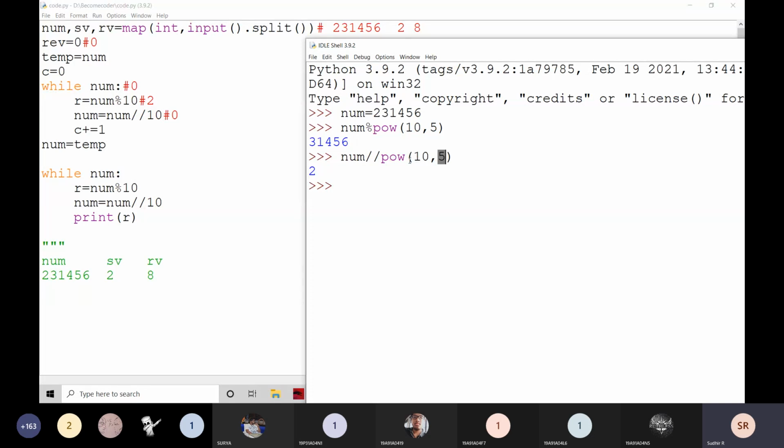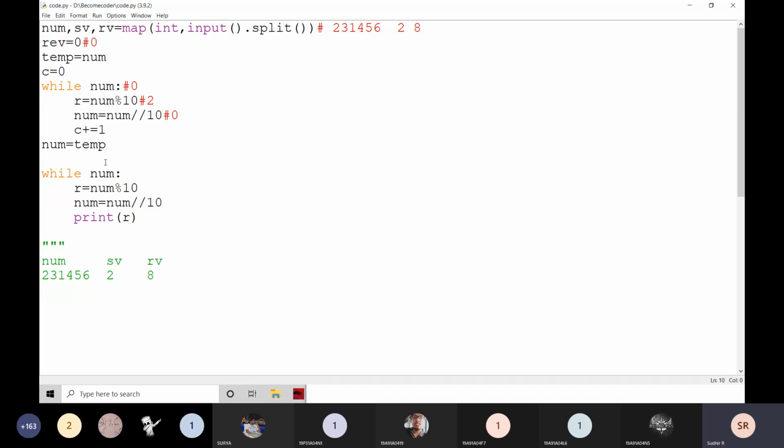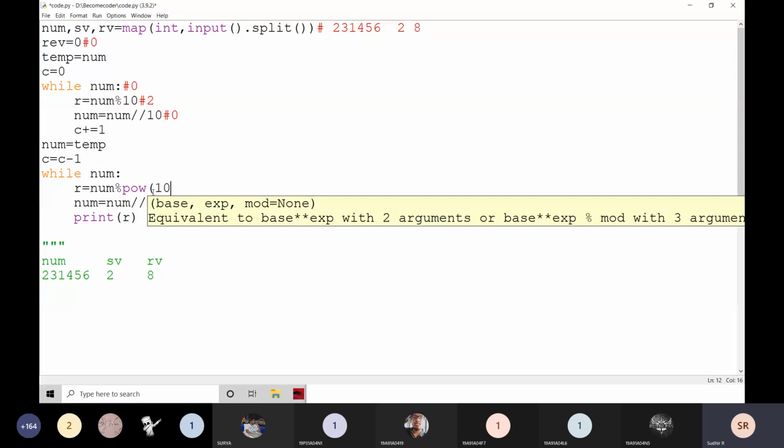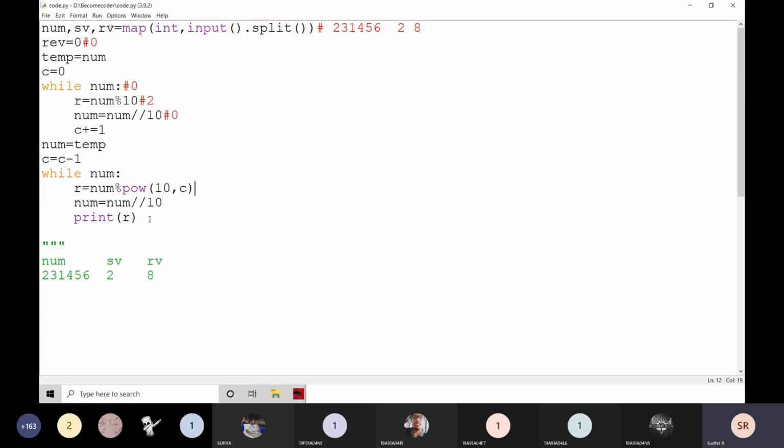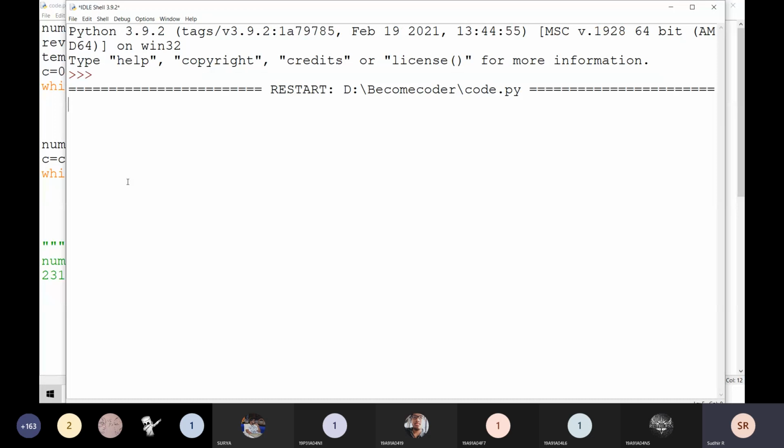Power of 10 comma 5, divided by that, is going to get the first value here. Instead of that, I am going to write C is equal to C minus 1, and I am going to take a power of 10 comma C, and this is going to be the R value, and this is going to be the reverse value. If I am going to execute it, these are the values.